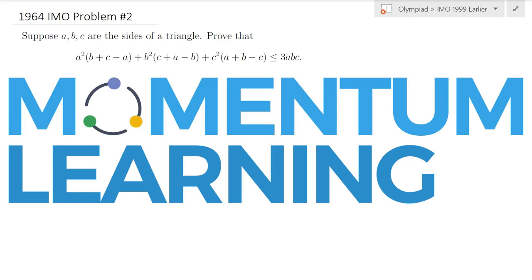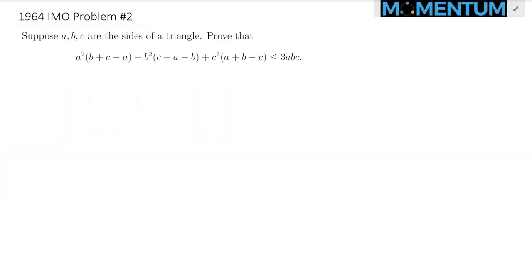Consider the following 1964 IMO problem number 2. Here is a view of this problem. A, B, C are the sides of a triangle, and without loss of generality, let's assume that A is the largest of the three, followed by B, followed by C. We can do this because it seems our inequality is just symmetric, and so that will be useful.